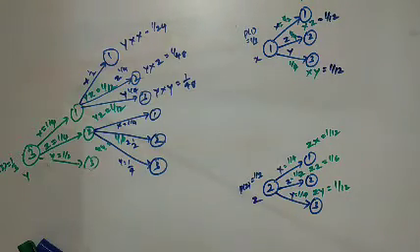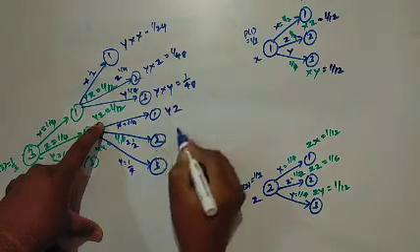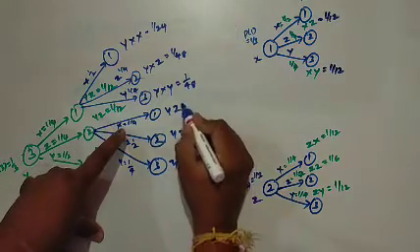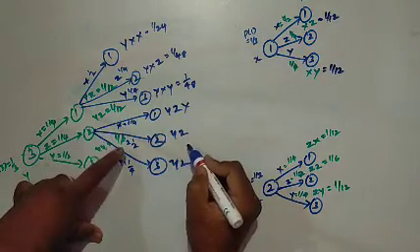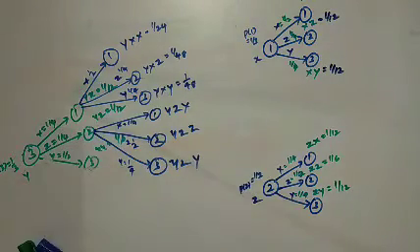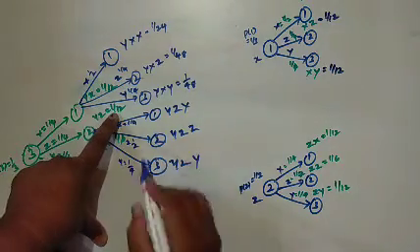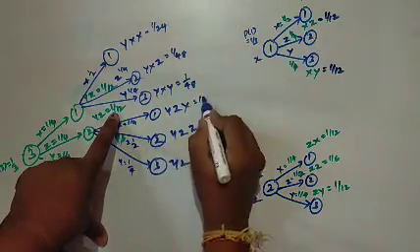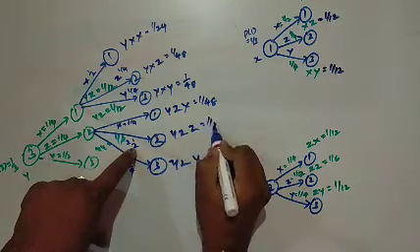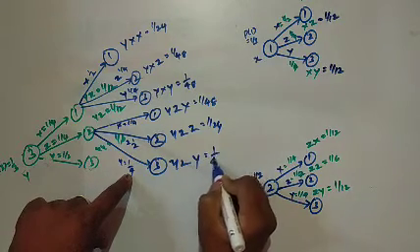See here, at this point, it was yz. So yz into x is yzx. Yz into z is yzz. Yz into y is yzy. See, earlier at this point, the yz value is 1 by 12. 1 by 12 into 1 by 4 is 1 by 48. 1 by 12 into 1 by 2 is 1 by 24. 1 by 12 into 1 by 4 is 1 by 48.